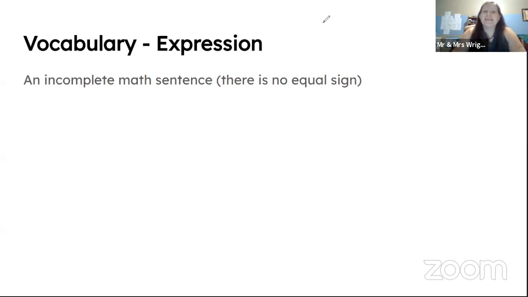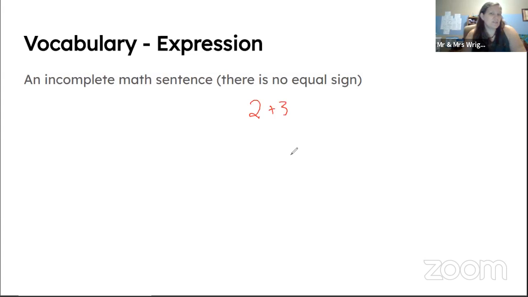So an expression is an incomplete math sentence, meaning that there's no equal sign. So a general expression could be something like 2 plus 3. That's an expression, an incomplete math sentence. Or you could have a more complex expression or an algebraic expression. Remember, algebra uses letters and numbers. The letters are used to represent missing values. So we could have something like 2x plus 3. That's an expression as well, but that one is an algebraic expression. All right.